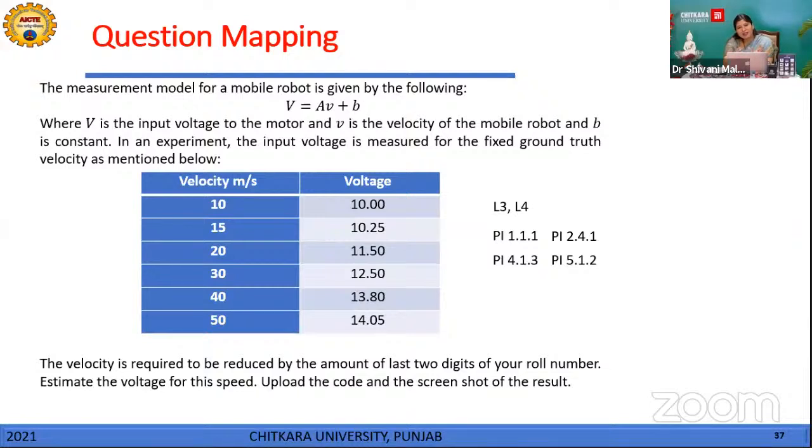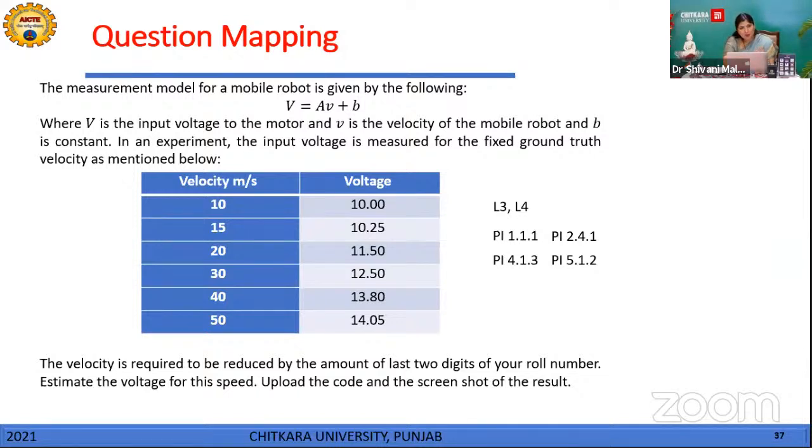In an experiment, they tested that if the velocity is, say, 10, 15, 20, 30, 40, 50, what will be the relevant voltage at that time, right? Which is measured for fixed ground truth velocity. So now they have given a scenario that the velocity is required to be reduced by an amount of the last 2 digits of their roll number.